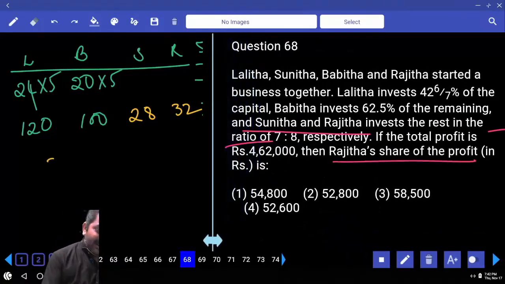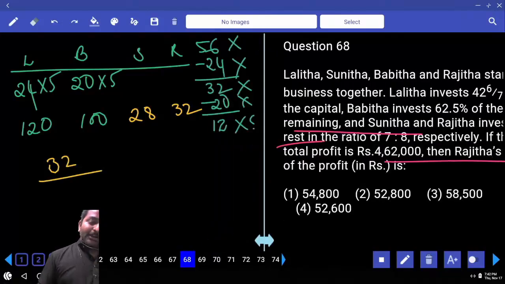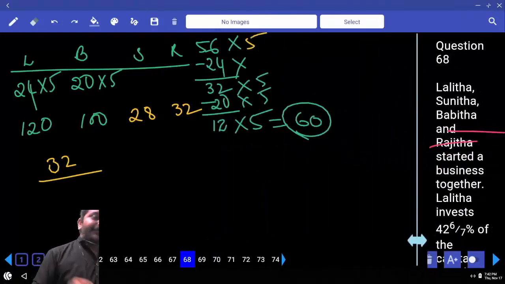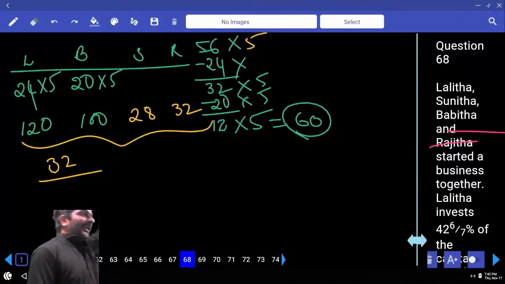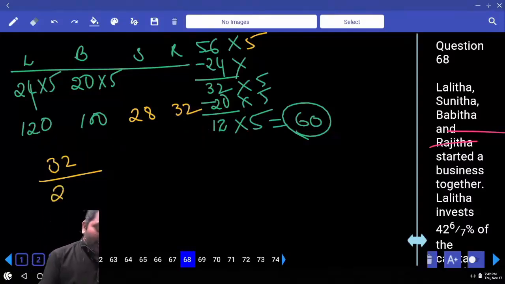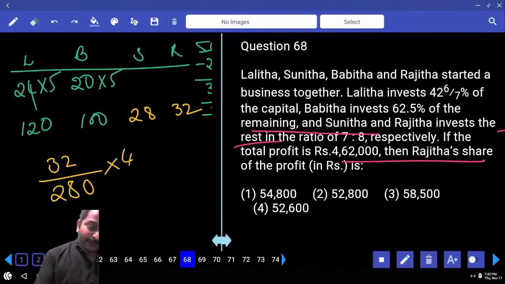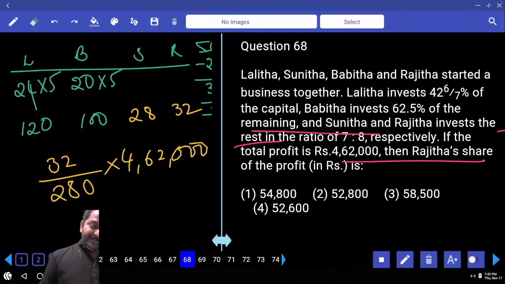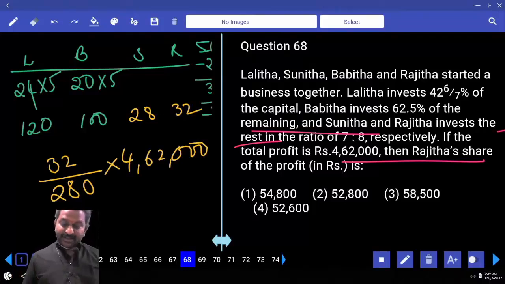How much is Rajita getting? 32. Out of total, in the sense, 56 × 5 only. Otherwise, you'll have to add all these 4 numbers. Instead, you can directly go to the first number and multiply it by 5. This much share out of total 4,62,000. The answer should be a multiple of 11.